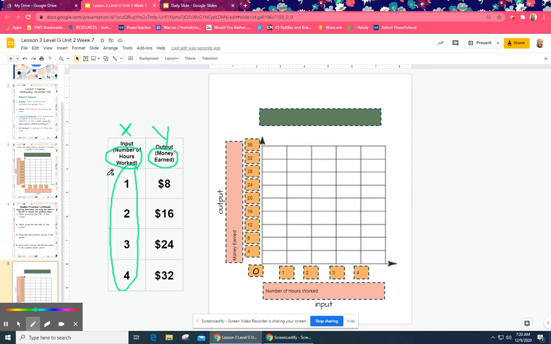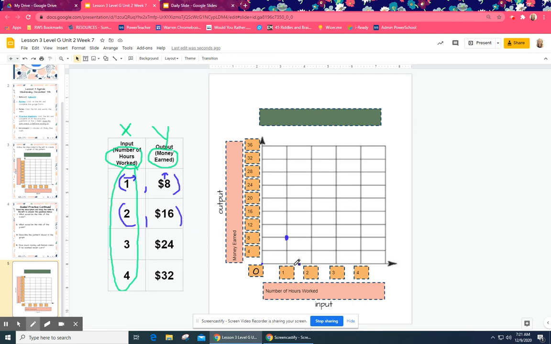And then I'm going to graph my numbers. So literally you just pretend like these are ordered pairs. I'm going to change the color. Ordered pairs have commas, so I'm going to put commas around them. 1, 8. I'm going to graph that. I'm going to go over 1 from the origin, up 8, and put a dot. Here's the origin, over 1, up 8.